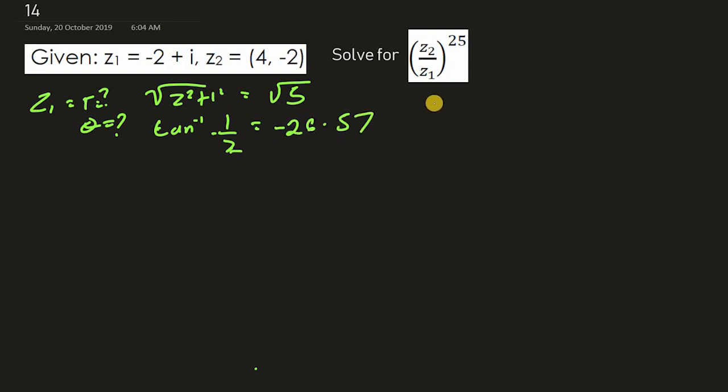26.57. So, saan ba yan sa Argand plane? Let's make sure kung nasa'n siya sa Argand plane. Since our x value is negative 2, we move to the left. And the value of y is sa taas. So, ito yan. So, this 26.57 is actually this angle. Ang true angle natin is from this 0, papunta siya dito.